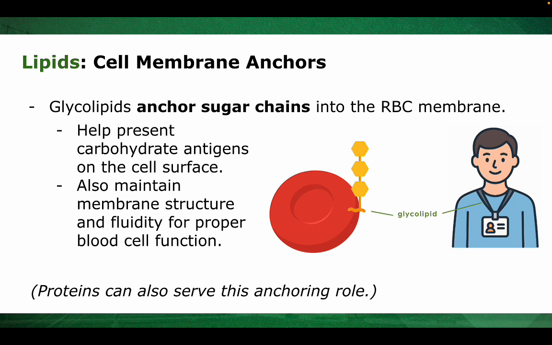Lipids don't just act as anchors though. They help maintain the membrane's fluidity and structure, which is vital for the cell to function properly. Okay, so I want you to think of a person wearing an ID lace and an ID. This person is the red blood cell. The sugars are the ID. The glycolipid here is the ID lace. It's the one that connects the sugar to the red blood cell.